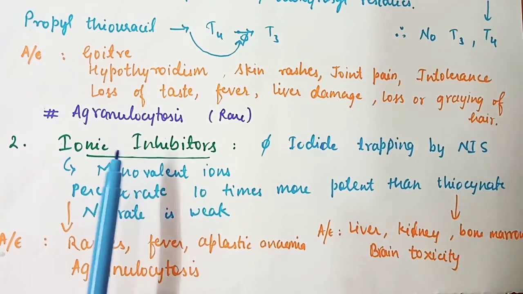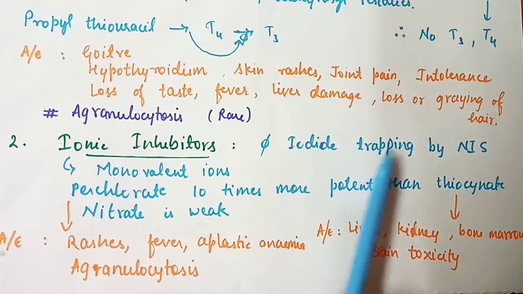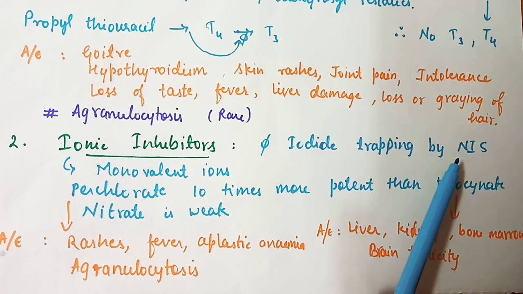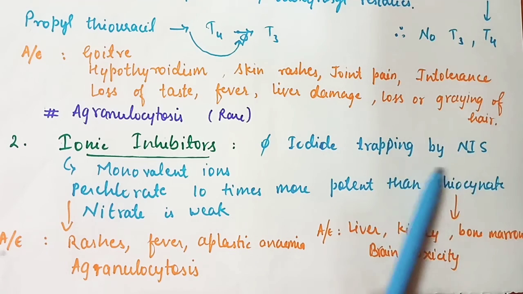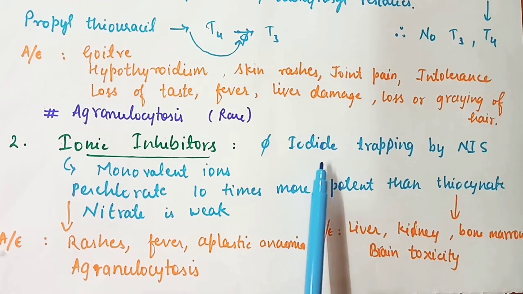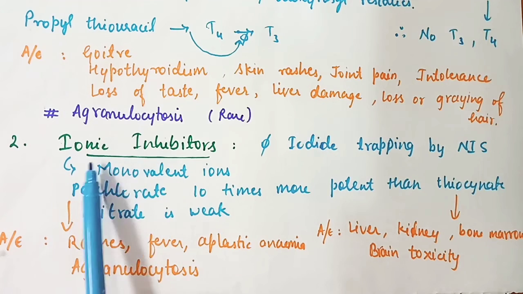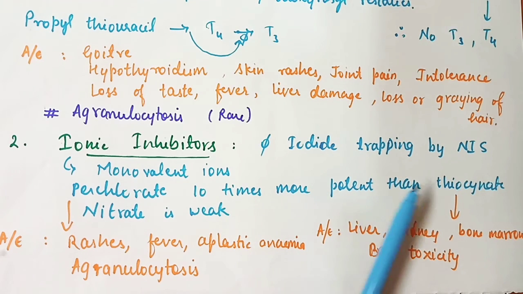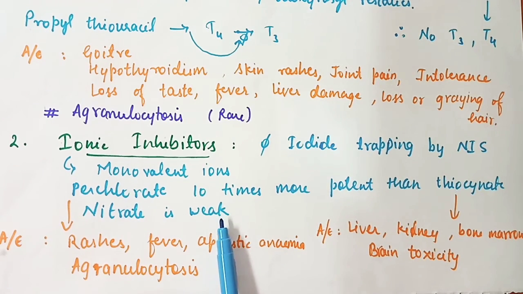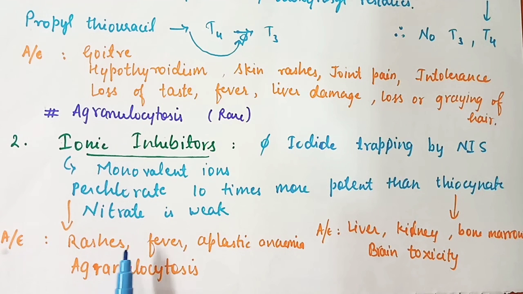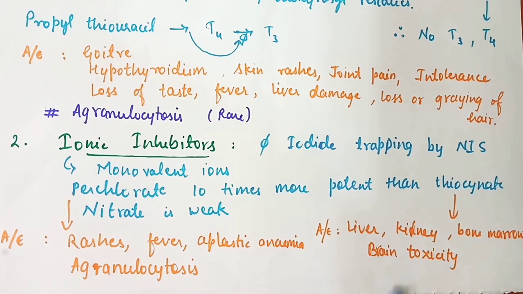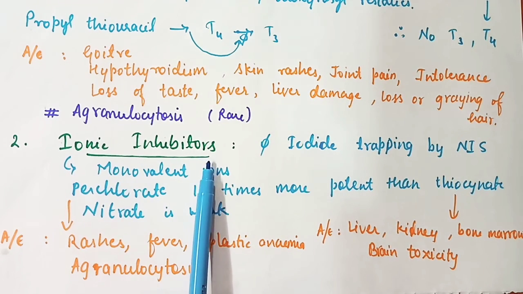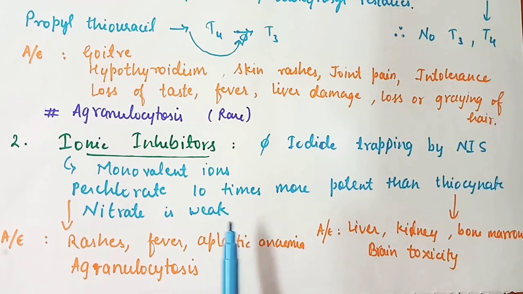Another class is ionic inhibitors. They inhibit iodide trapping by the NIS, that is sodium iodide symporter. Since this process is inhibited, no iodide goes inside the follicular cell and no synthesis takes place. These ionic inhibitors are monovalent ions. It is seen that perchlorates are 10 times more potent than the thiocyanates, and nitrate is a weak one. The perchlorate adverse effects are rashes, fever, aplastic anemia, and agranulocytosis. And the thiocyanate adverse effects are liver, kidney, bone marrow, and brain toxicity. These ionic inhibitors are not used clinically now because of their toxic nature.